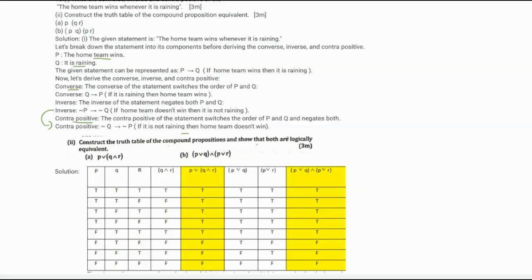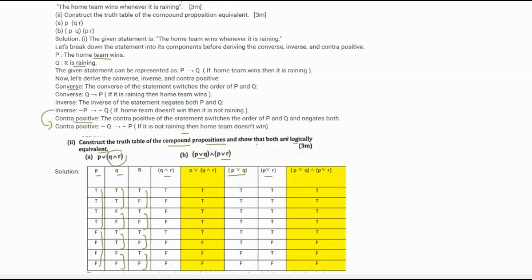A compound proposition is given and they're asking you to find a logically equivalent one. So we have P, Q, then we have P and Q. Then here we have P, P or Q, then P or R, then both with and. So we will find it here. It is T T T T F F F F, 4 times T and 4 times F. Then you should write 2 times T and 2 times F, 2 times T and 2 times F. Then it will be 1 time T, 1 time F, 1 time T, 1 time F, 1 time T and 1 time F.